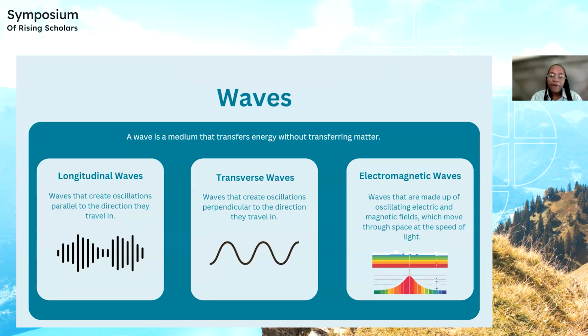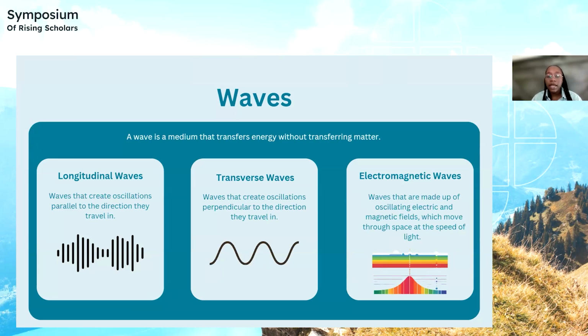The fourth and final thing we need to understand is waves. A wave is a medium that transfers energy without transferring matter, and ripples in water provide evidence that waves transfer energy but don't transfer matter. Waves create disturbances called oscillations. For example, sound waves are created when air particles are made to vibrate.